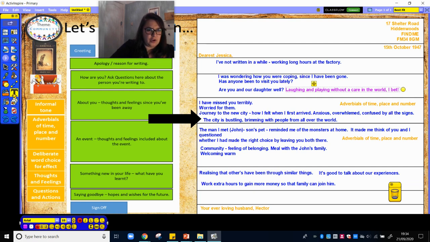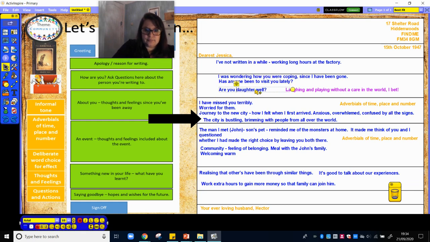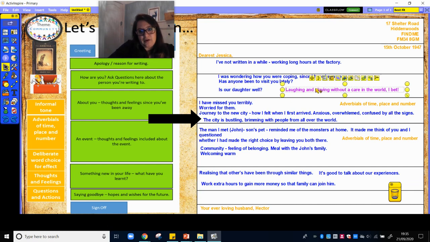Maybe I need to change my question here actually, so that it follows up, because I've asked, are you and our daughter well? Maybe I need to change this to: is our daughter well? Laughing and playing without a care in the world, I bet. Okay, I'll bet. Here we go. I've missed you terribly.